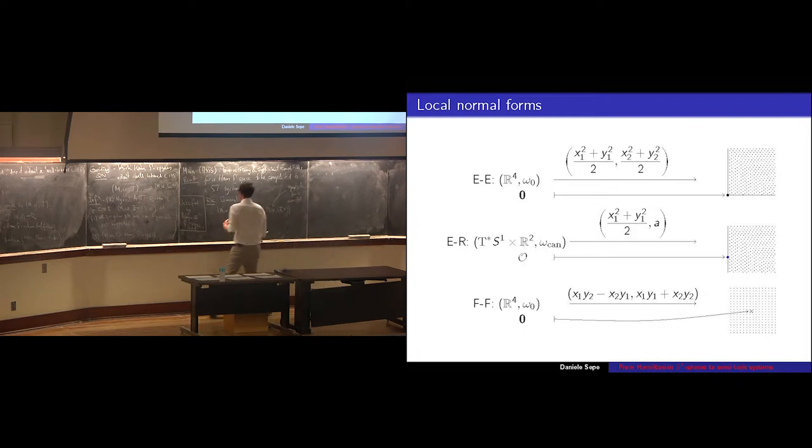So in particular, this is also due to Karshon. You can ask, well, I have an S1 worth of symmetries on my compact symplectic 4-manifold. Can I make it into a T2 worth of symmetry? The answer is not always. And I will tell you exactly what criteria you need to satisfy.